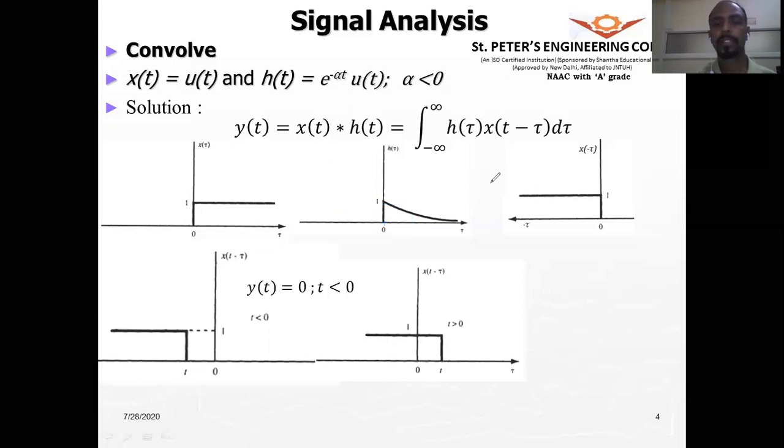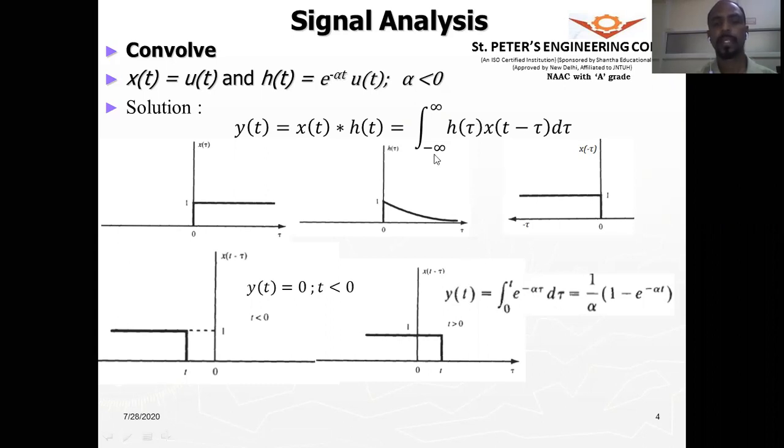With that, we try to compute the integration from this equation. When we compute that, we see that y of t is equal to the integral from 0 to t of e to the power of minus alpha tau d tau in this equation. Now what happened to x of t minus tau? We are saying that x of t minus tau, the amplitude or the signal value, is 1 because it's a unit step function. So we have got 1 for that.